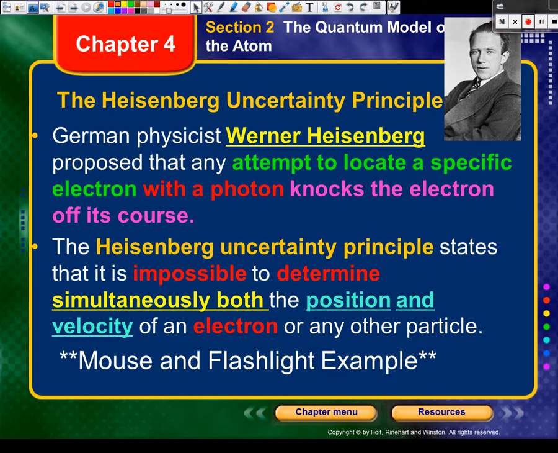He said it is impossible, which means it can't be done, to determine simultaneously, at the same time, both the position and the velocity of an electron. What that means is you can know where it is, but you can't know where it's going. Or you can know where it's going, but you don't know where it came from. You can't know both.